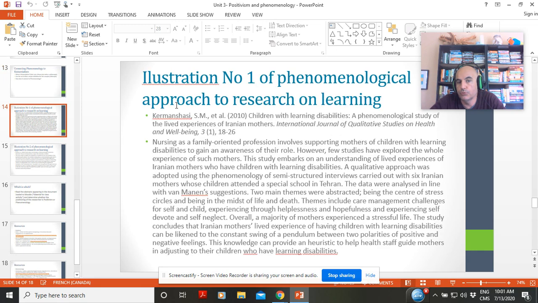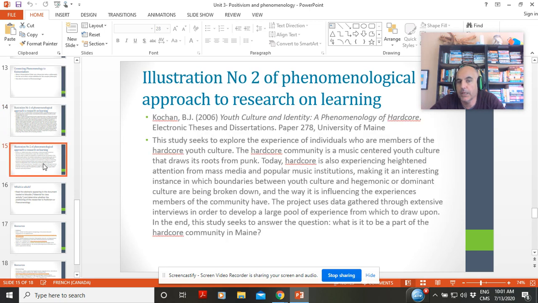Then I'm giving you two examples. This is just for your own use. Again, illustrations of seeing this in practice, but it will feed into your reflection on the choice of methodologies, which we do when we are looking at phenomenology. And you have a second one here.